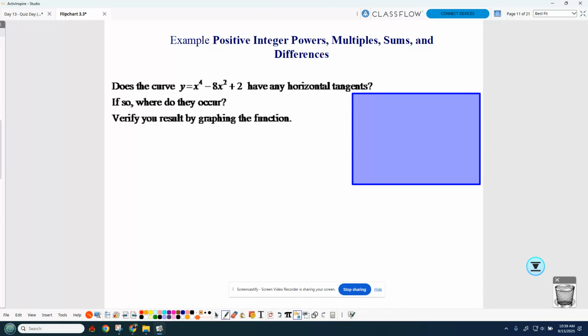Daniel, what to do? So if we have derivatives, it would be wherever the derivative is equal to 0. Okay, so what is the derivative? In this case, it would be 4x to the third minus 16x. Yep.